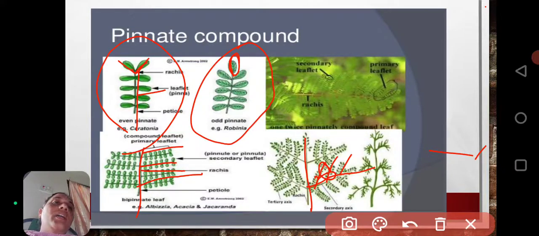So here in the picture, tripinnate leaves are there. So this is a rachis. Bipinnate leaves are there. This is a rachis. This is a secondary rachis. On the secondary rachis, leaflets are present like this. Okay, this is a pinnate compound leaf.